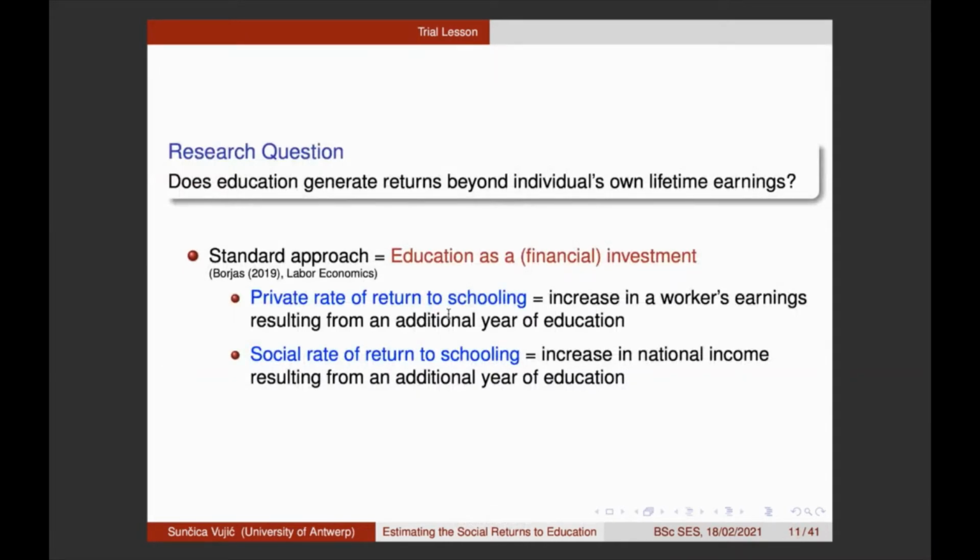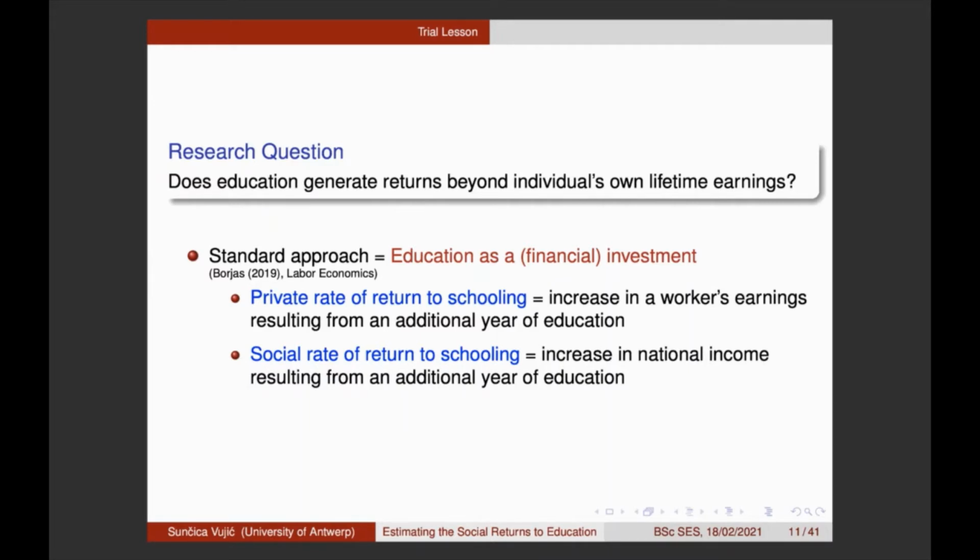So the research question that I want to answer and discuss with you today is: does education generate returns beyond individuals' own lifetime earnings? Let me try to simplify this. This research question is posed within labor economics and economics of education. And I will mention, if we have time at the end, what economics of education is.